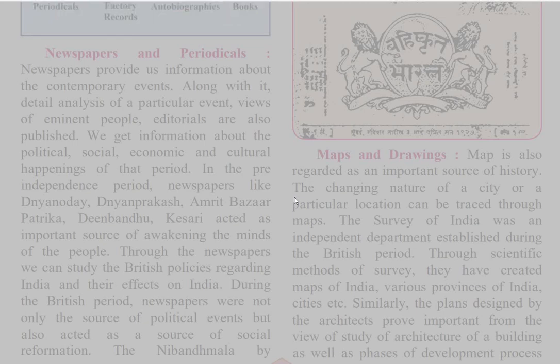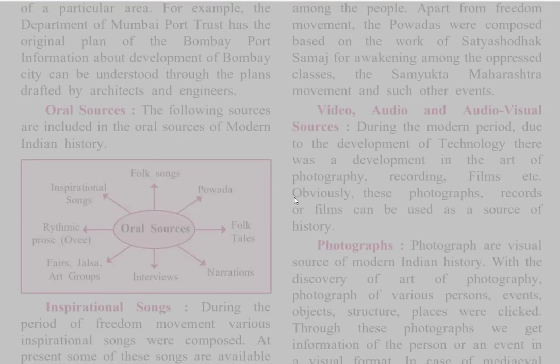Of a particular area. For example, the Department of Mumbai Port Trust has the original plan of the Bombay Port. Information about development of Bombay city can be understood through the plans drafted by architects and engineers. Oral sources. The following sources are included in the oral sources of modern Indian history.